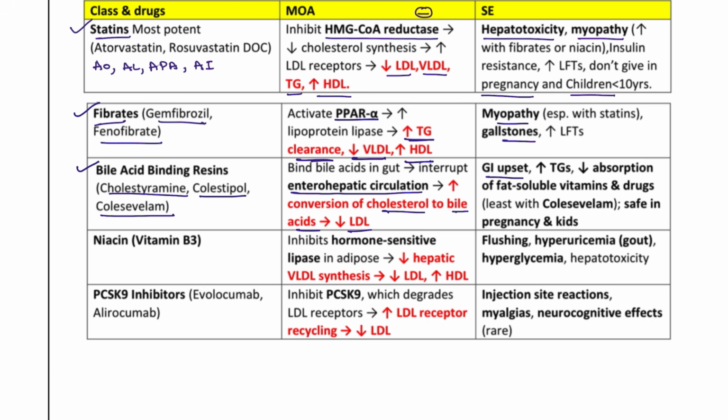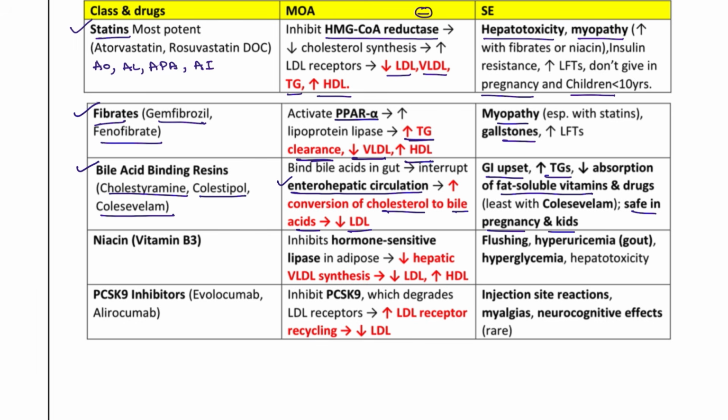It will be associated with GI upset, and triglyceride levels will be raised in this patient, and absorption of the fat soluble vitamins will be decreased. It is completely safe in pregnancy and in children because it is just acting through the enterohepatic circulation.